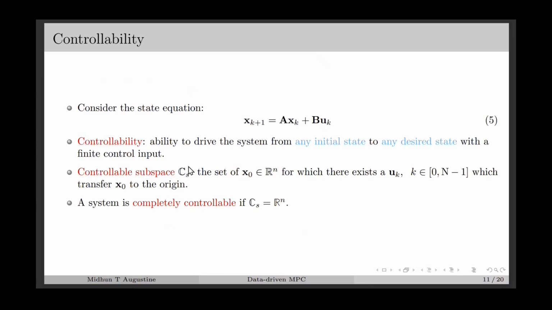It can be formally defined using the concept of a controllable subspace, or CS, which is the set of initial states for which there exists a control input sequence of finite length that can transfer the system from this initial state to the origin. In general, a system is said to be completely controllable if the controllable subspace CS equals R^n. It basically means that we can transfer any initial state in the n-dimensional space to the origin, which means the system is completely controllable.